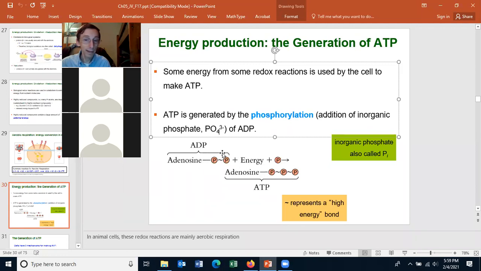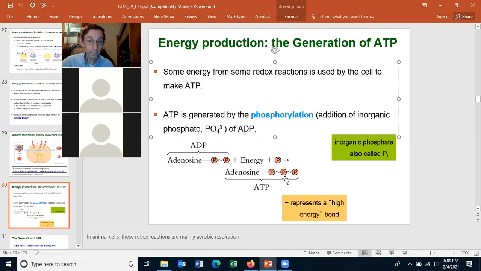This is a reaction that takes energy. You need energy to add that 3rd phosphate onto ADP. In animal cells, this reaction mainly occurs in aerobic respiration. It can also happen, at least in your muscle cells, by fermentation. And we'll talk about both of those, not today, but later in the lesson.